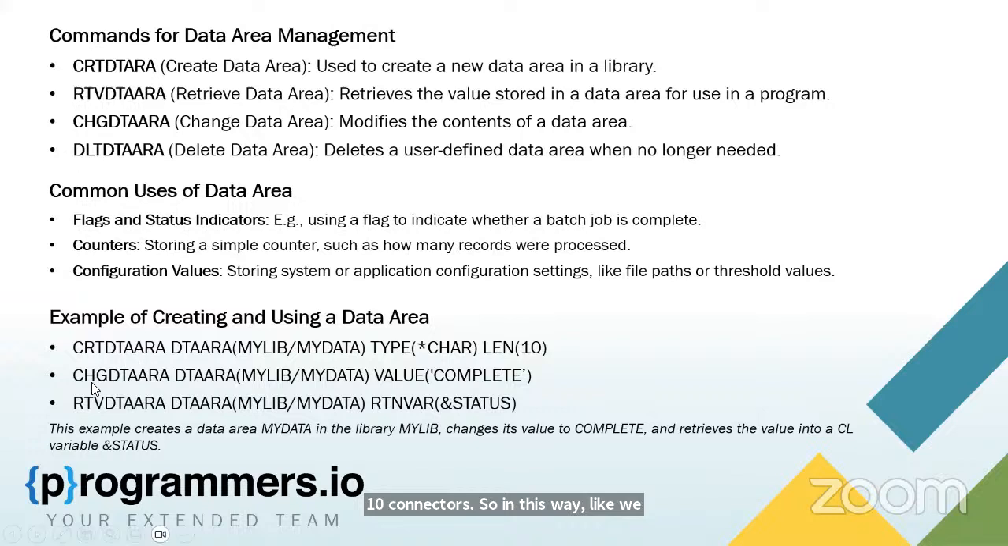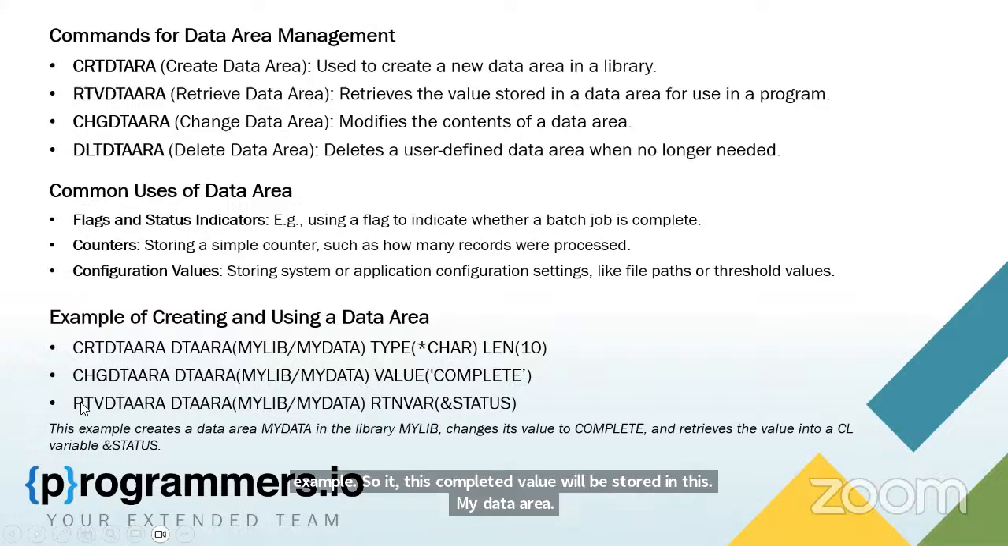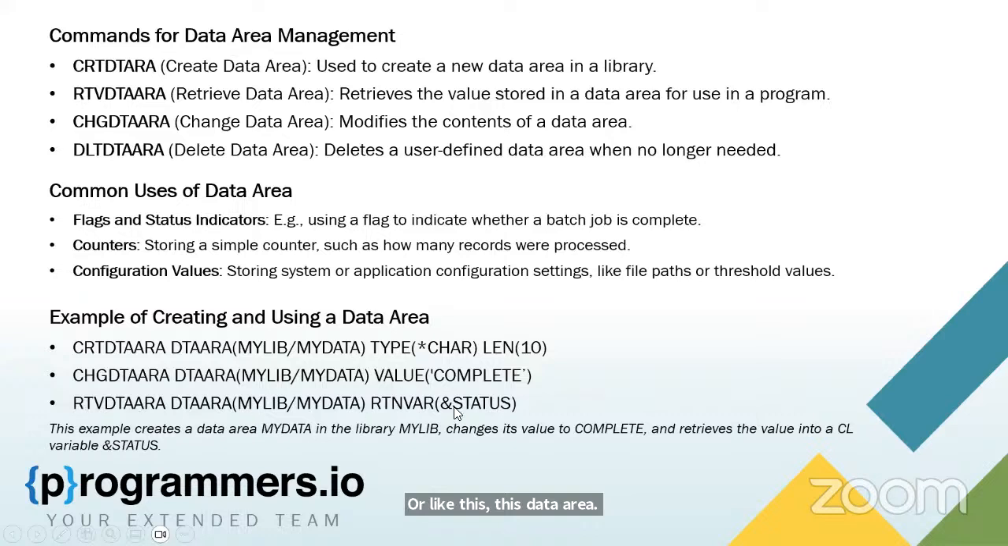After that, if we want to store some information, you can use the change data area command, and that will change the actual value, which will be passed in this value attribute, and it is completed, as in this example. So this completed value will be stored in this data area, MYDATA. After that, we can retrieve the information as well under a specific variable. In this way, &STATUS will capture the actual data area value. Quite simple. Let's see some examples as well for data area.